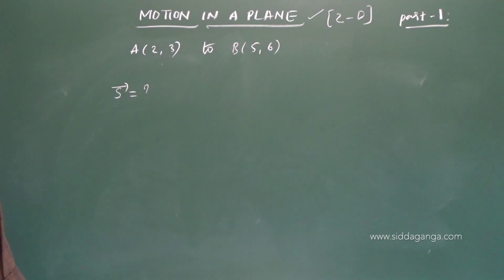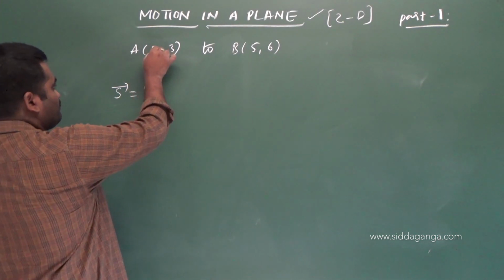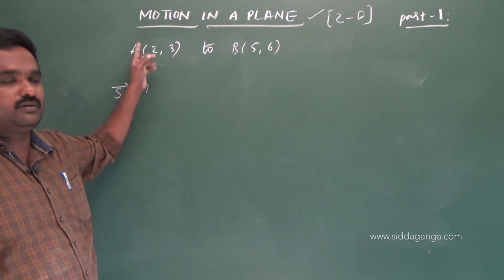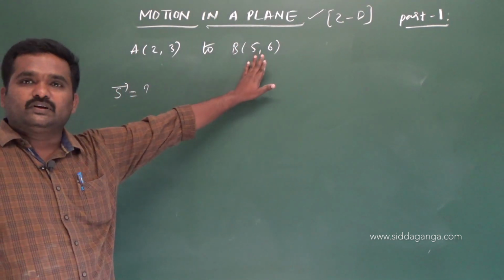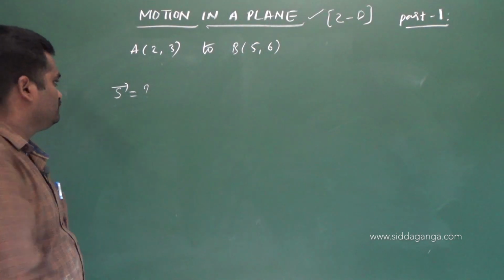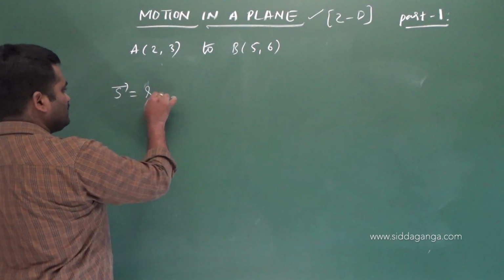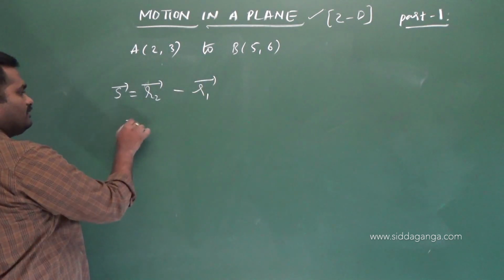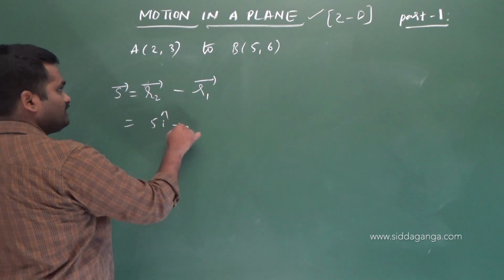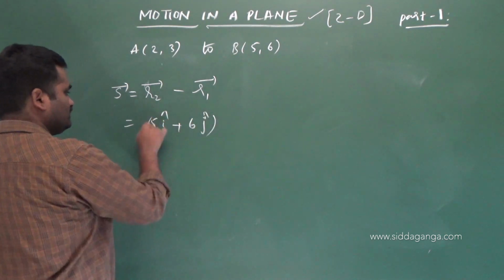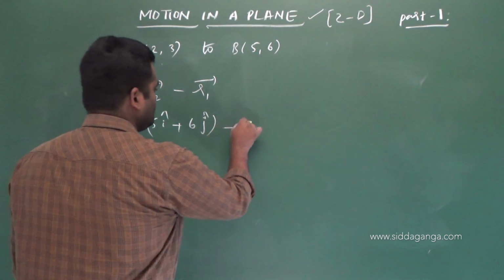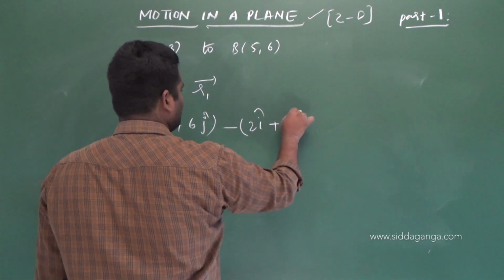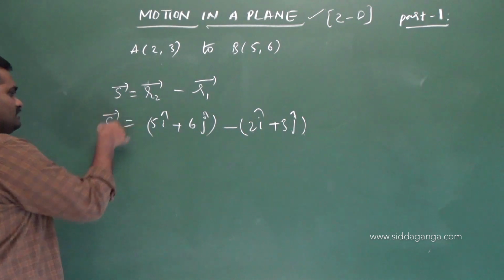How to find out the displacement? Position vector corresponding to A, I am going to call it R1. Position vector corresponding to B, I am going to call it R2. We know how to write the displacement: R2 bar minus R1 bar. R2 bar here is how much? 5i cap plus 6j cap. I hope you got this. Minus, what is R1? 2i cap plus 3j cap. This is what the displacement is.